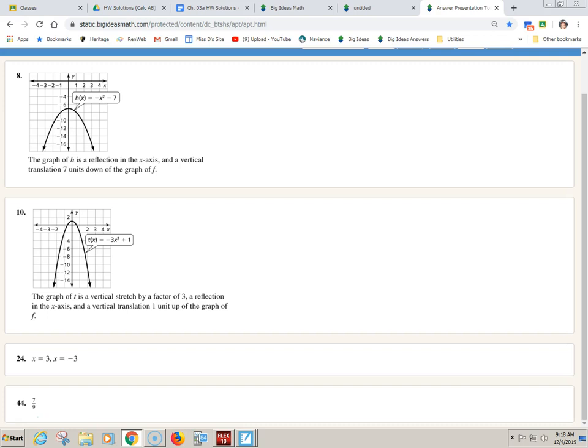Number 10 was also one of those reflections in the x-axis. Now, hold on. I realized when I was working with one of your classmates yesterday that when the book says something like compare to x squared, some of you might be getting confused because you're not realizing x squared was that very first one we covered before Thanksgiving break, which has points like (1, 1), (2, 4), (-1, 1), (-2, 4), and (0, 0).